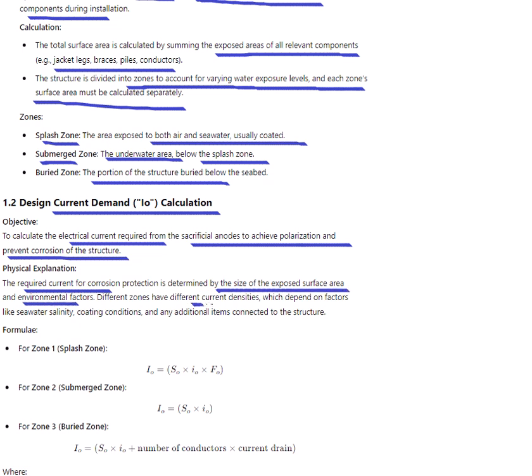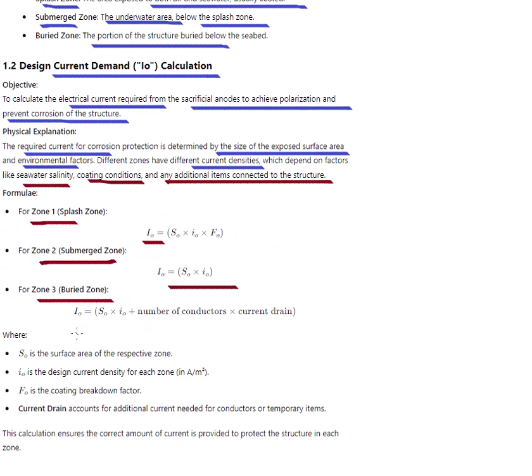Different zones have different current densities. This is very important. Different zones have different current densities, which depend on factors like seawater salinity, coating condition, and any additional items that connect to the structure. For the splash zone, I naught equals S naught times i naught times f naught. For a submerged zone, S naught times i naught. For zones below the submerged zone, I naught is S naught times i naught.